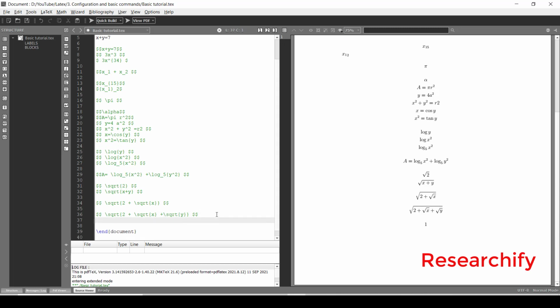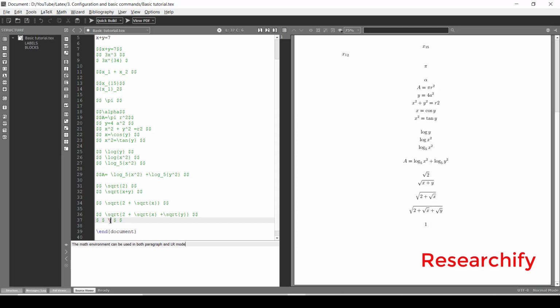Some fractions we generally use in writing, like 2 by 3, 5 by 4, or 4 by 6. So again, you can just define it by the dollar sign. Okay, give backslash.